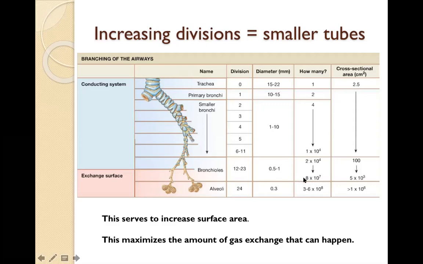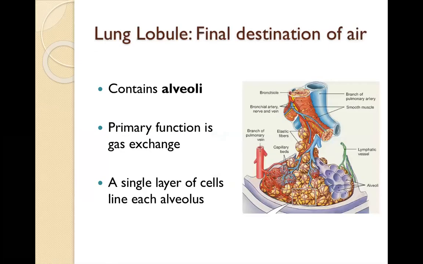And that serves to massively increase the surface area, to maximize the amount of gas exchange that can happen across the airways. And so at the very end of the branching, the final destination of air is something called the lung lobule. And the lung lobule contains alveoli, which are those sacs.